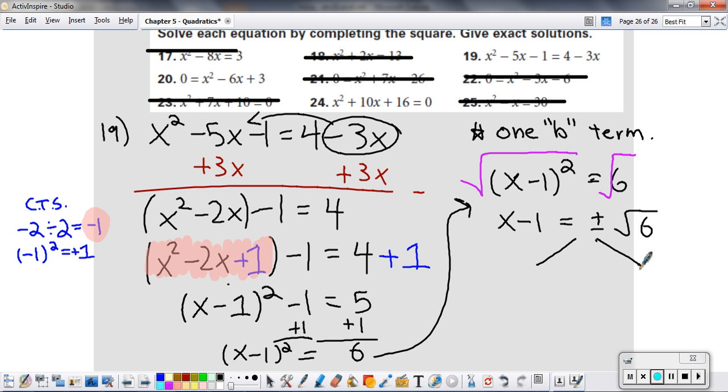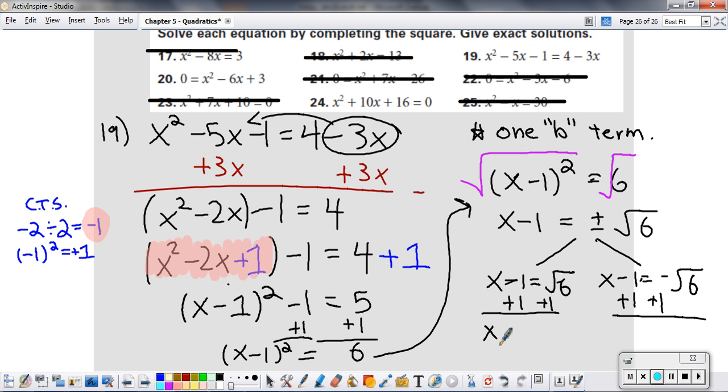Break that off into two equations. x minus 1 equals root 6. x minus 1 equals negative root 6. Add 1 to both sides. And then you get x equals 1 plus the square root of 6, and x equals 1 minus the square root of 6.